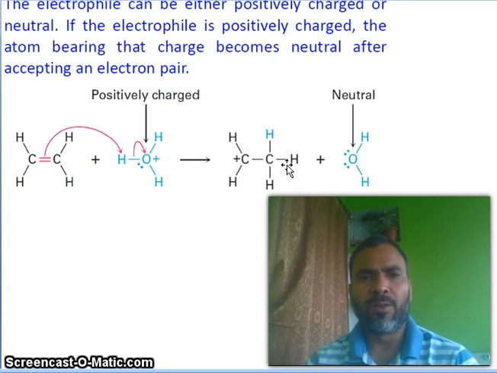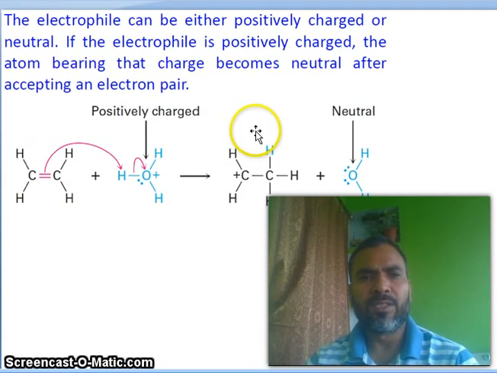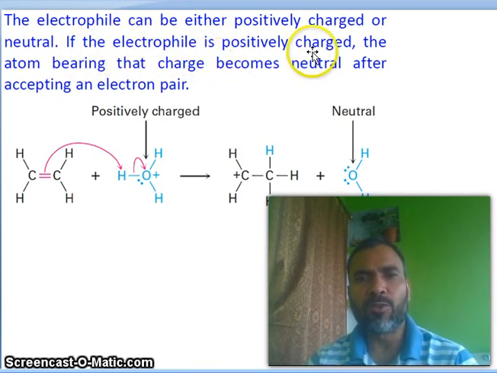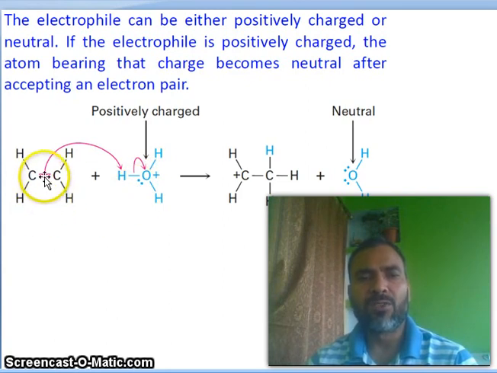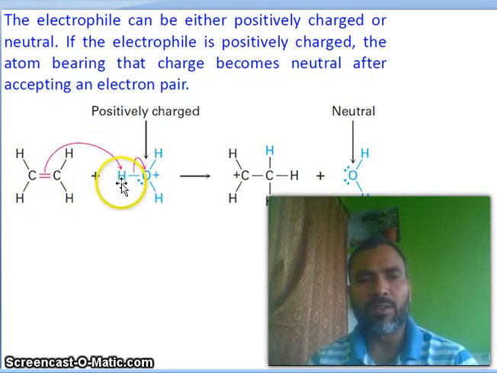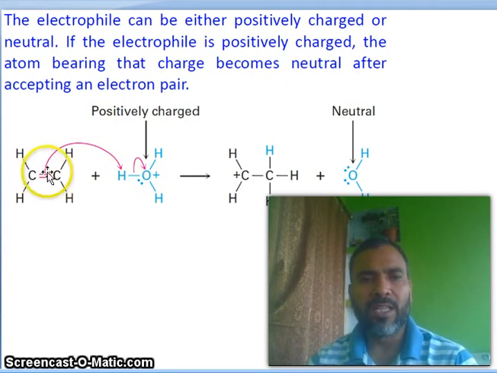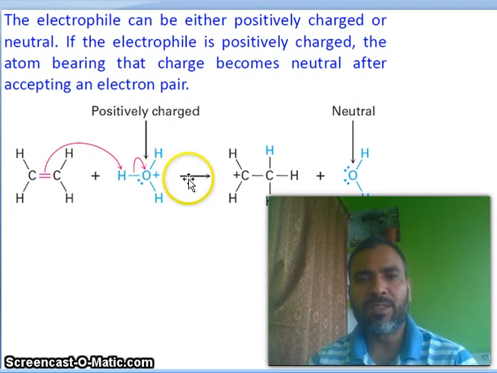Now rule third: the electrophile can be either positively charged or neutral. If the electrophile is positively charged, the atom bearing that charge becomes neutral after accepting the electron pair. Now you see, this is positively charged and this is the nucleophile. So this nucleophile approaches this hydrogen through this curve, tail part, head part. So if it is already positive, as you see, it becomes neutral.